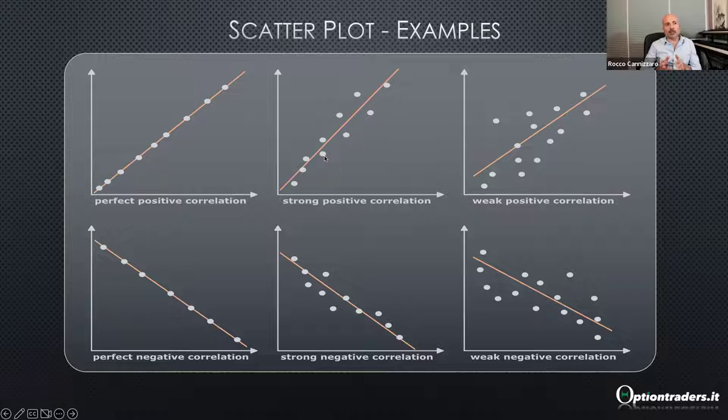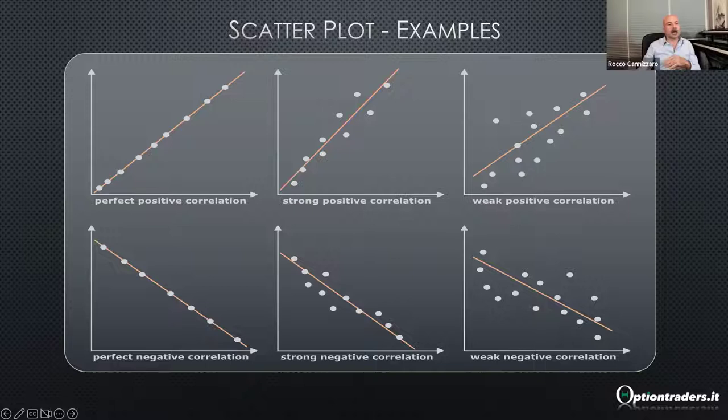So there is a relationship, a pattern where when one grows, the other one grows as well. But it's not an exact line or an exact formula. And on the top right, you have another example of this, and we talk about weak correlation because again, these points are following a pattern, but less and less. There's more variation from the line that you see there.